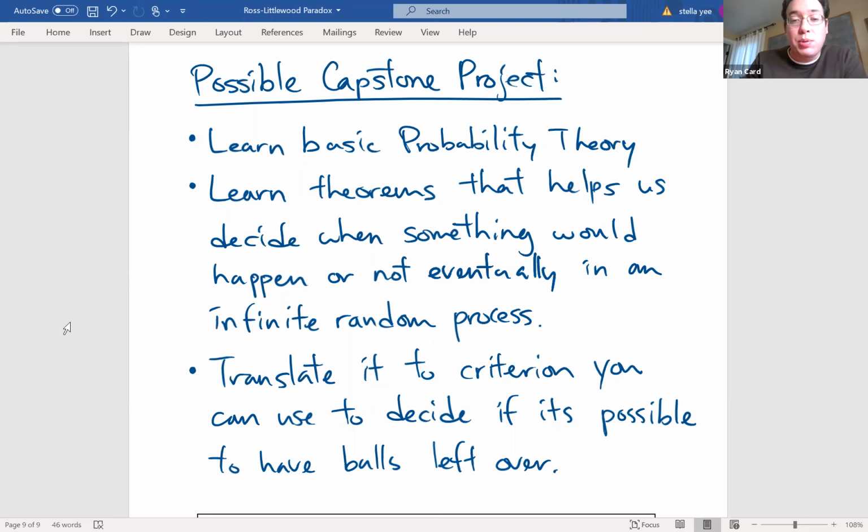And I want you to translate that criterion into something where, if you're getting this many balls into the urn at each step, would you be able to classify the cases where there will be no balls left or there are infinitely many balls left? I think that would be an interesting capstone project you can tackle.